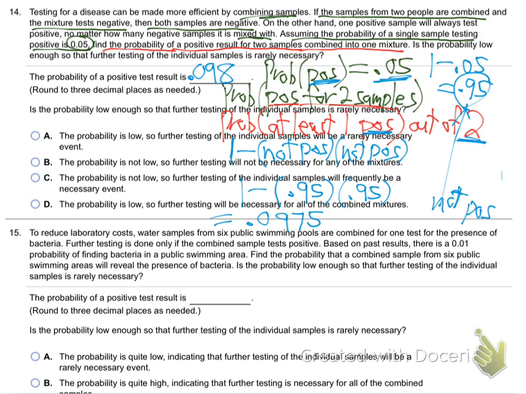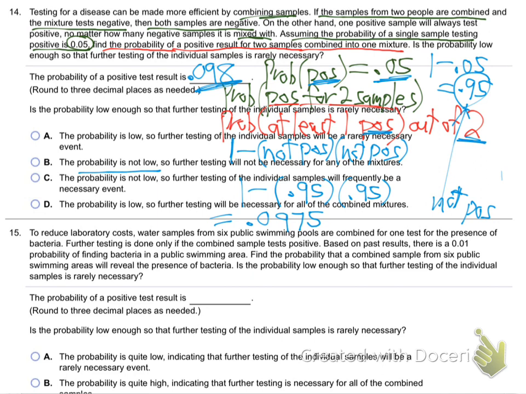And then they ask you a follow-up. I think the follow-up question isn't really clear. I'm not going to put it on the test. I couldn't separate it out, though, so we're stuck with it. Is the probability low enough so that further testing of individual samples is rarely necessary? They're basically asking, is that a super, super low possibility? No, that's not that low. That's almost 10%, that's 9.8%. So the event is not low.